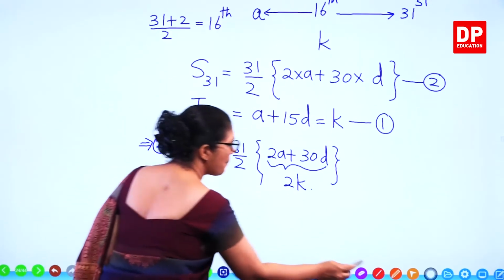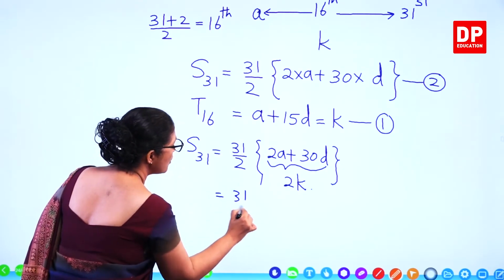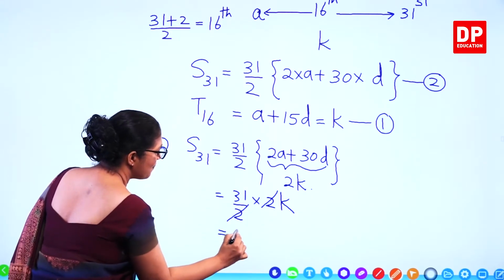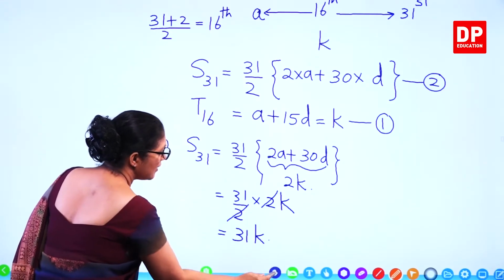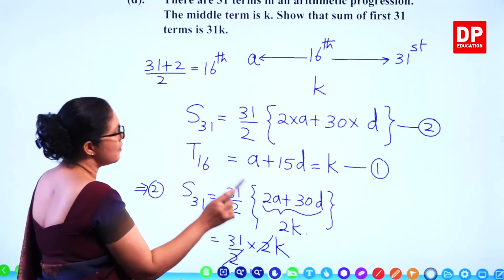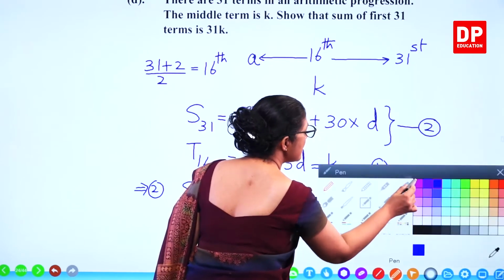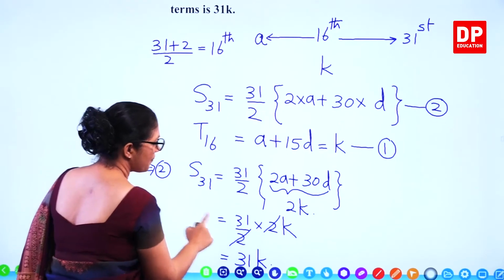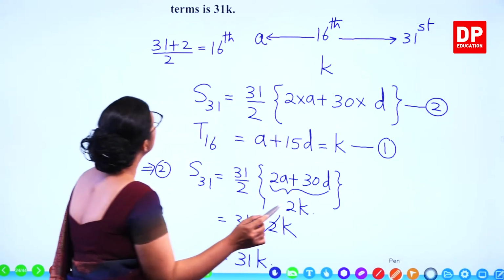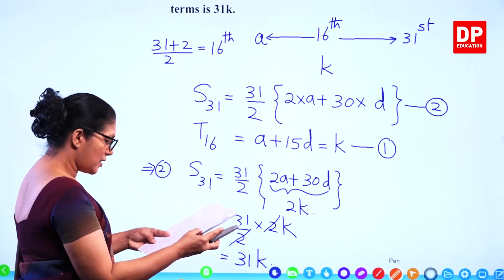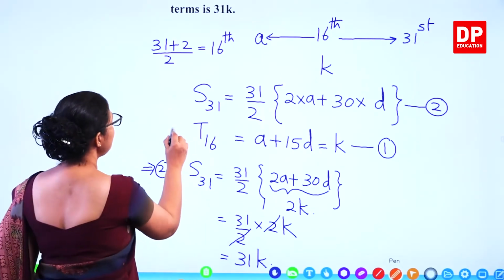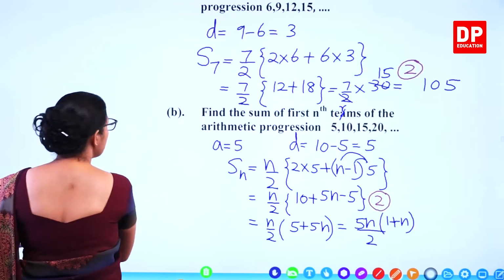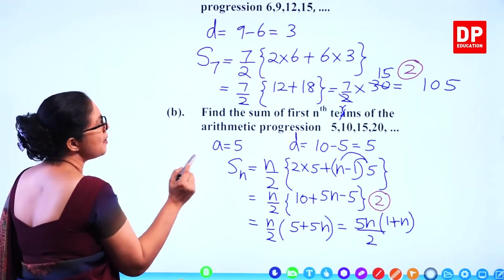Now try to simplify. 31 over 2 into 2k. 2 get cancelled out. So what's the sum? 31k. So that's what we need. Show that the sum of first 31 terms is 31k. So that's what we got. So let's give marks. You are getting 2 marks for showing that. So we gave 2, 4, 6 and 4, 10 marks for that question.